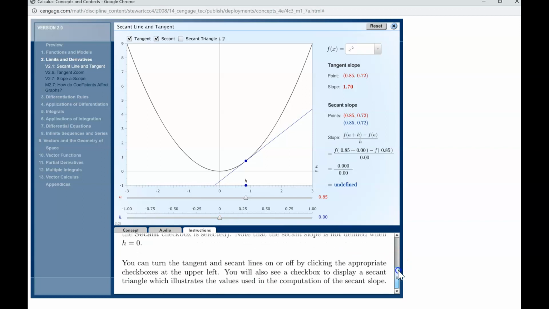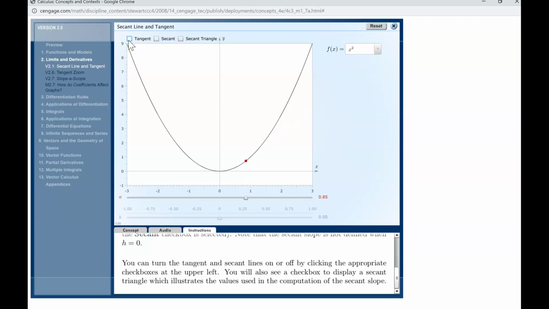You can turn the tangent and secant lines on or off by clicking the appropriate checkboxes at the left. If you turn this off, the secant is off; if you turn the tangent off, there's no tangent. Let's click the tangent line. There's your tangent line, and you can see that as you move along this curve, you have different slopes of that particular line.